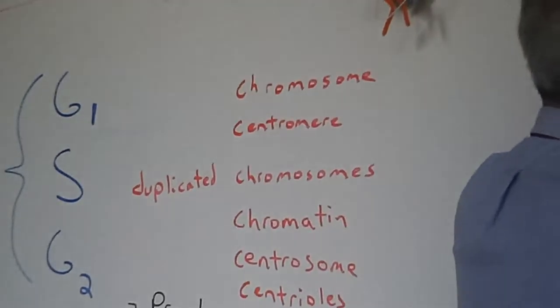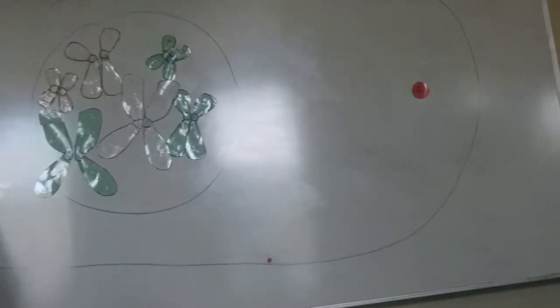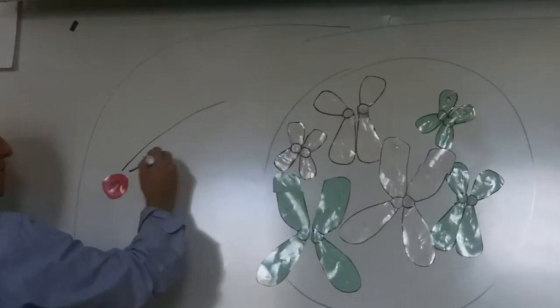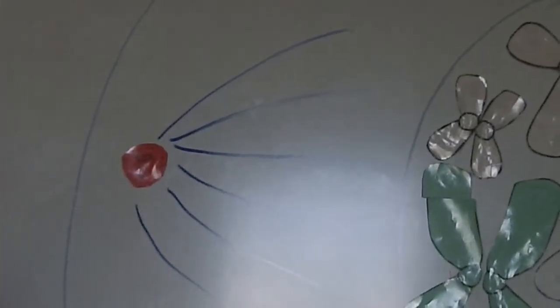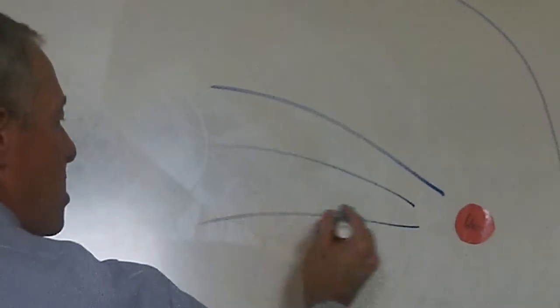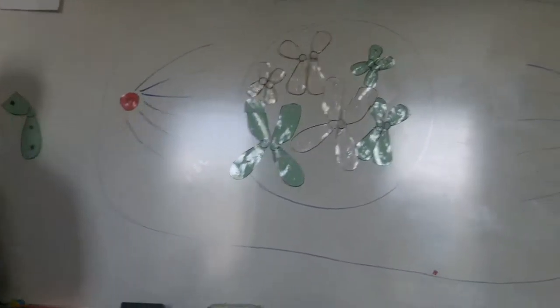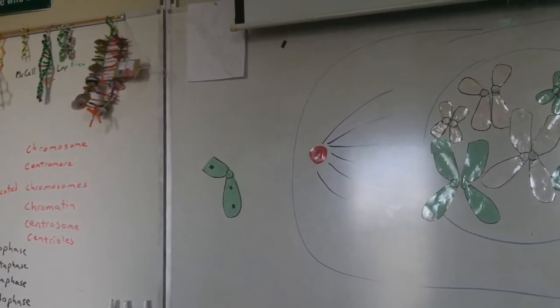But what happens is these centrosomes move to opposite sides of the cell, and they start shooting out spindle fibers. Now, spindle fibers are microtubules. They're like the train tracks that the vesicles move on. And they come shooting out of both of the centrosomes. It's like Spider-Man shooting a web. What phase is this? This is all prophase. All of this is prophase of mitosis.